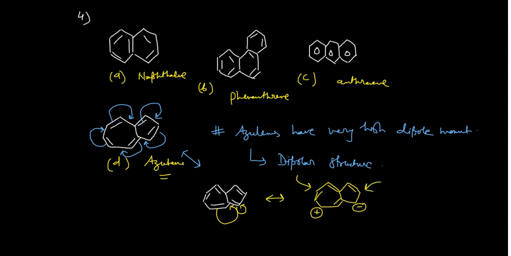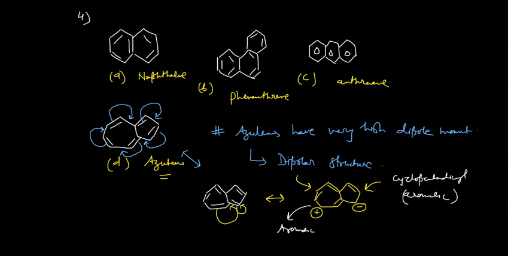Cyclopentadienyl anion, which I am writing here, cyclopentadienyl. It is aromatic. How is it aromatic? 4n plus 2 pi electrons, right? You can apply Huckel's rule. And this part is also aromatic.